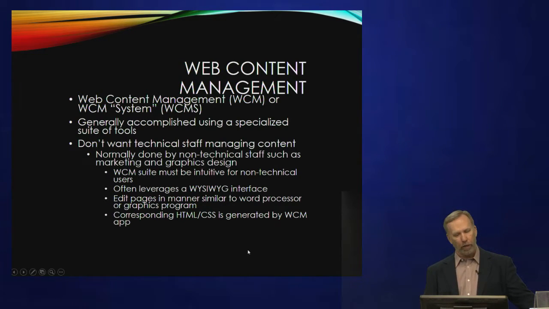So you need content managers, and they're normally non-technical, and they may be marketing people, they may be graphics design people, they may be business managers, folks of that nature. Because they're non-technical people, you need to make sure that your content management suite is intuitive for those non-techie users. In order to do that, what we typically employ is what we call a WYSIWYG interface. That's how we pronounce that. It stands for what you see is what you get. So that's the acronym there.